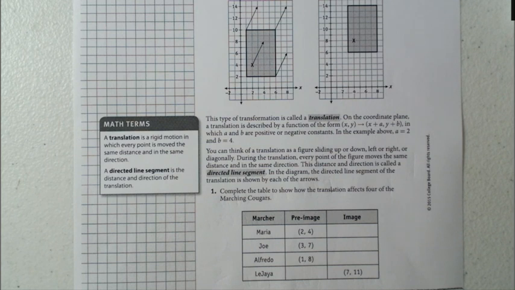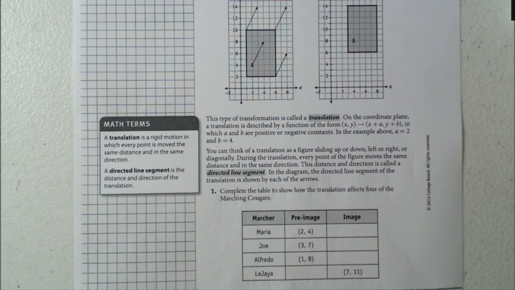Just a tip on the side, math terms: a translation is a rigid motion in which every point is moved the same distance and in the same direction. A directed line segment is the distance and direction of the translation. Next, it says you can think of the translation as a figure sliding up or down, left or right, or diagonally. During the translation, every point in the figure moves the same distance and in the same direction. This distance and direction is called a directed line segment. In the diagram, the directed line segment of the translation is shown by each of the arrows.